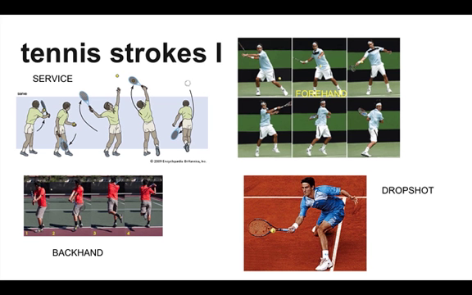A drop shot. A good drop shot will go just over the net, landing close to the net. A volley is a shot returned to the opponent in mid-air before the ball bounces, generally performed near the net.